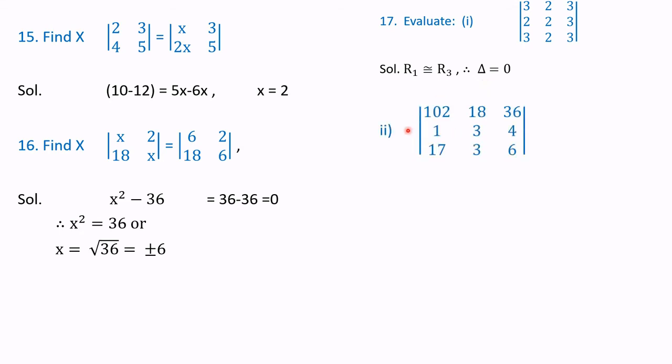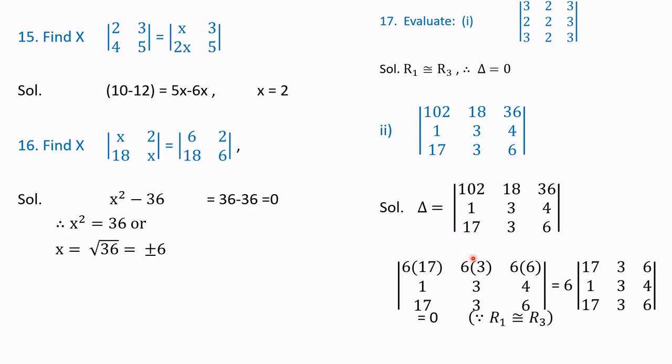Next problem number 2 under 17. The given determinant is 3 by 3. The first row is 102, 18, 36. The second row is 1, 3, 4. And the third row is 17, 3, 6. So this is a 3 by 3 determinant, of order 3 by 3. Therefore, delta is, we have to find, we have copied it as it is.